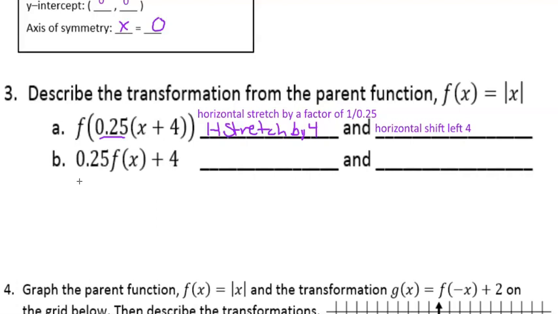Now on part B, we have 0.25 f(x) plus 4. This one will have a vertical compression by a factor of 0.25, and it will be a vertical shift going up 4. So when the new numbers or transformations are on the inside of our parentheses, it's horizontal. When our new numbers or transformations are on the outside, they are vertical.